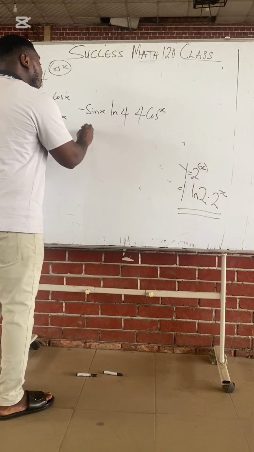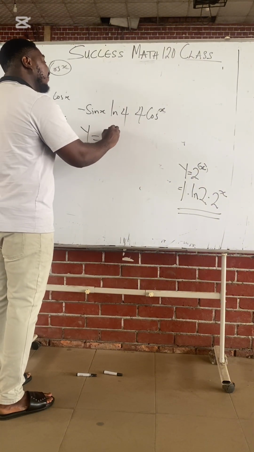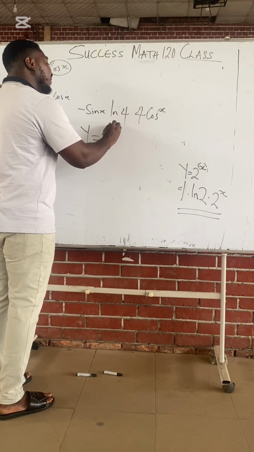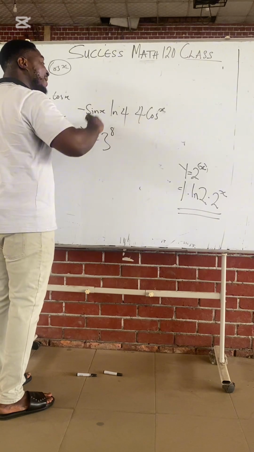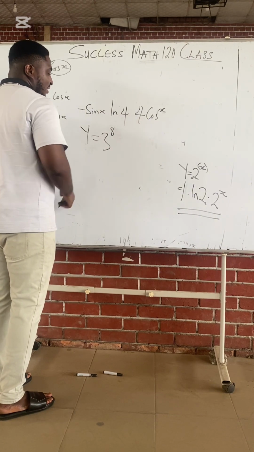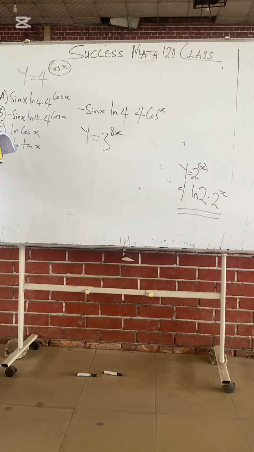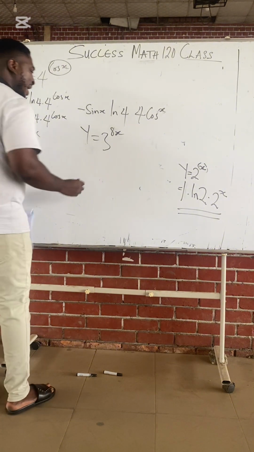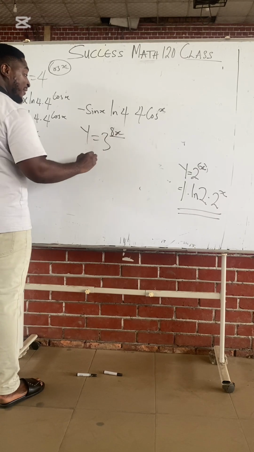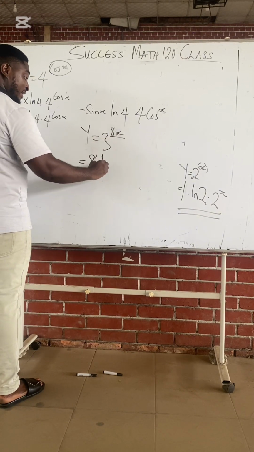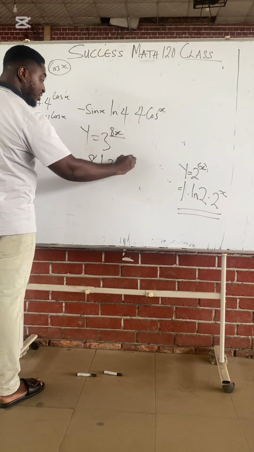So if I say differentiate y equals 3 raised to power 8x, what will you have? Differentiate 8x, you have 8. Then ln 3, and 3 raised to power 8x. So the answer is 8 ln 3 times 3 raised to power 8x.